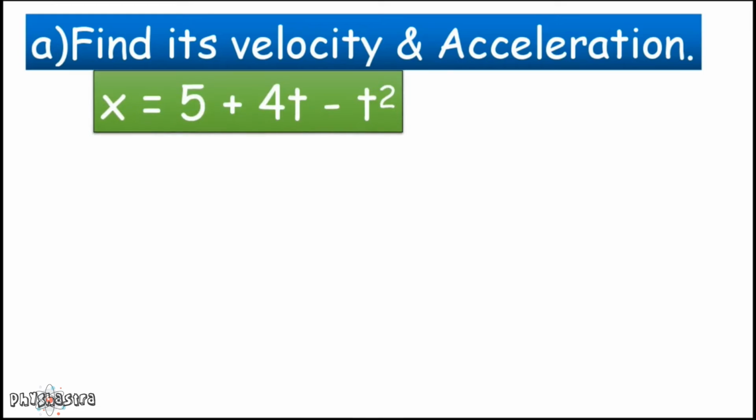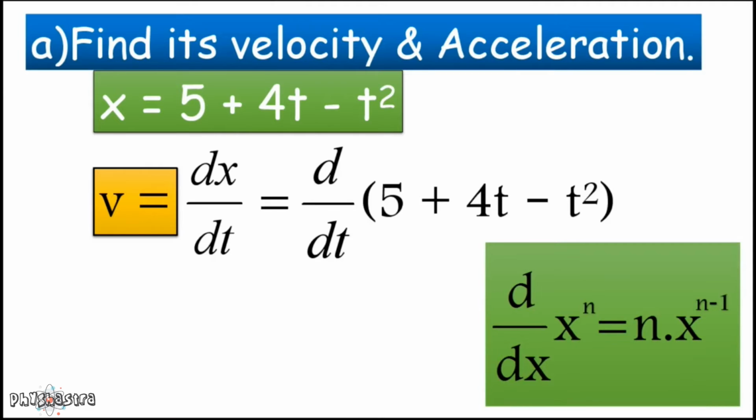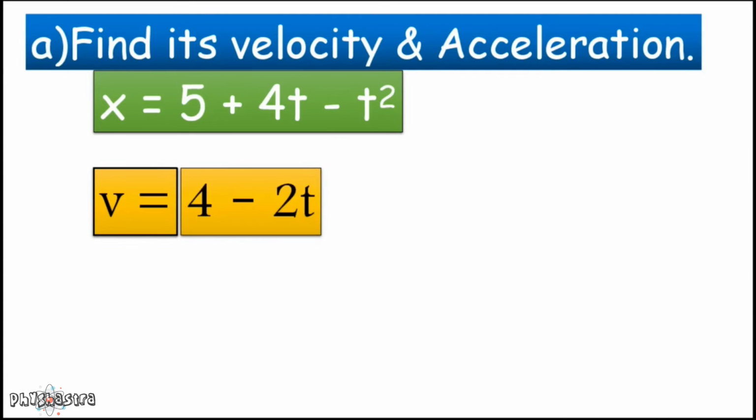For velocity, we find the derivative of x with respect to time t. Then we write dx by dt equals d by dt of 5 plus 4t minus t squared. For this, we use the formula of derivative of x raised to n. So, using the formula and distributive property, we get the derivative of position x with respect to time as 4 minus 2t. This is velocity.